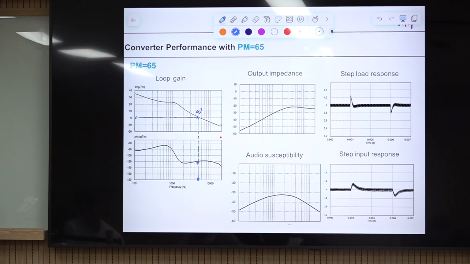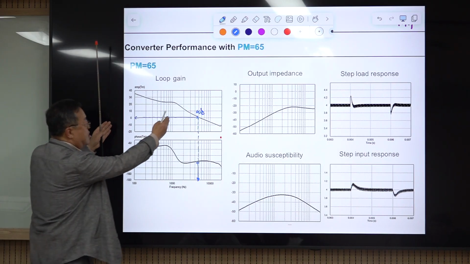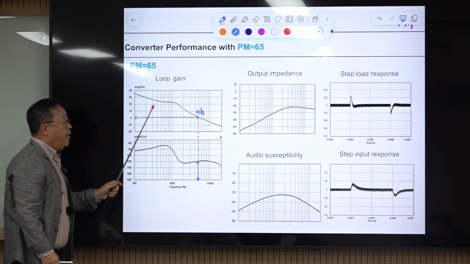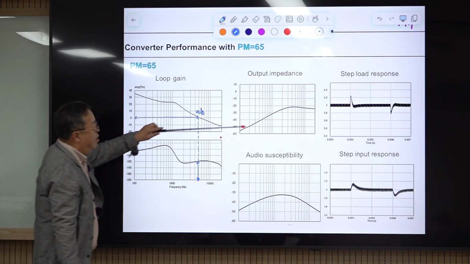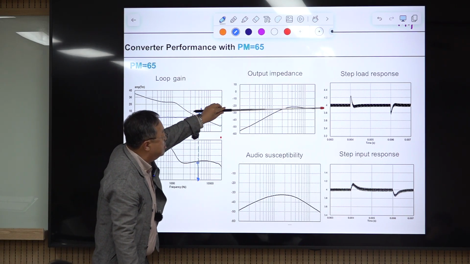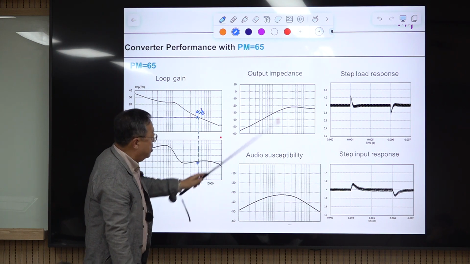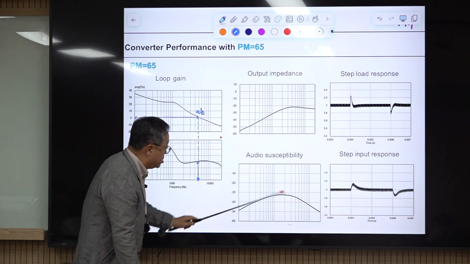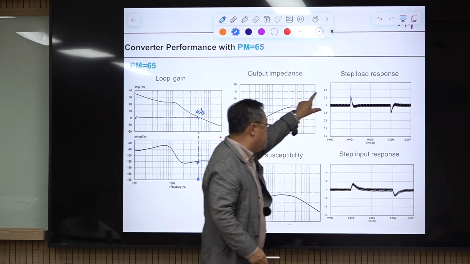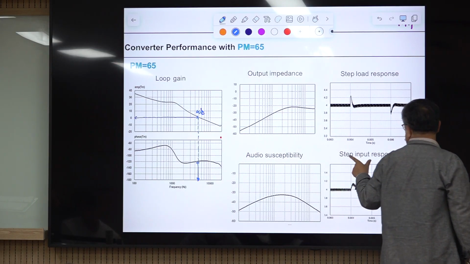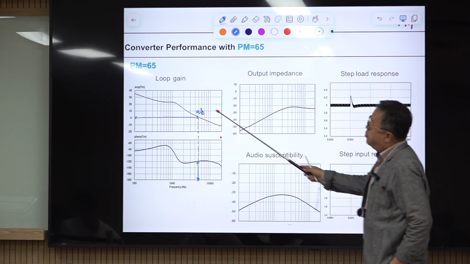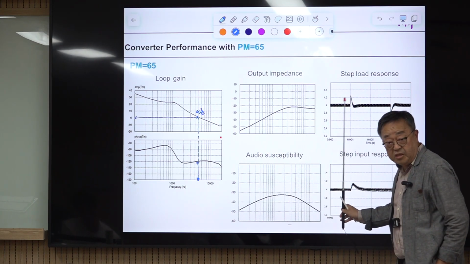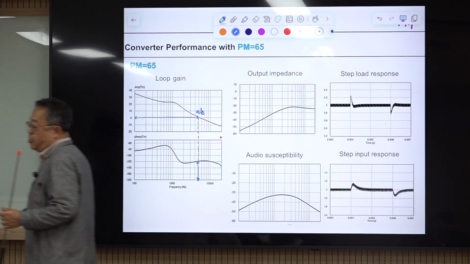Okay? So this is very good. Phase margin is very large, and this bandwidth is very wide. So this is probably the best possible design. And with this, we have near optimal output impedance characteristics, very nice audio susceptibility, and step load response and step input response are excellent. Just obtaining this will guarantee this. So phase margin is very important.